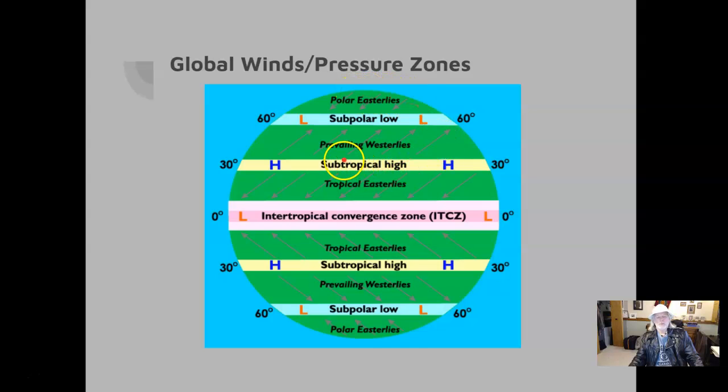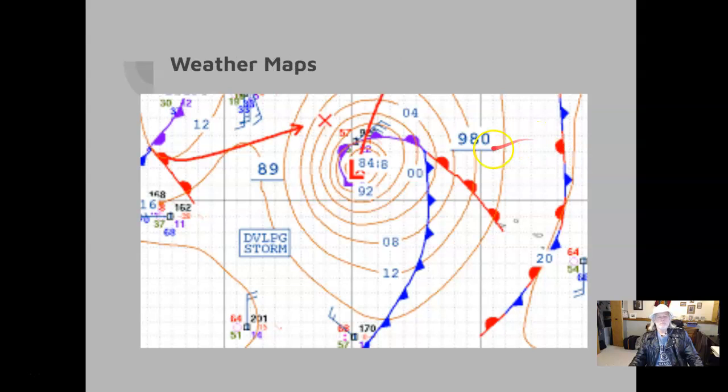Remember, the continental United States, Michigan, we are in the prevailing westerlies. Hence, our generalized weather flow is from west to east. Weather maps, we covered quite a bit.